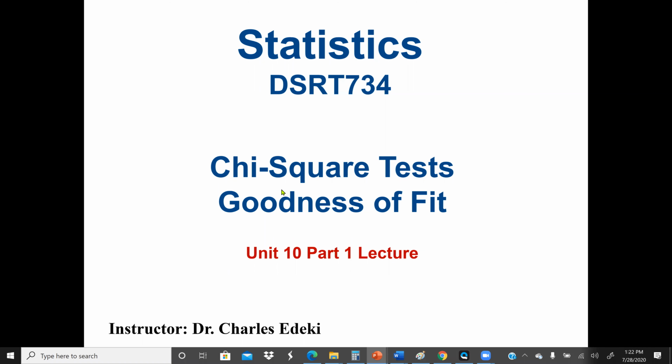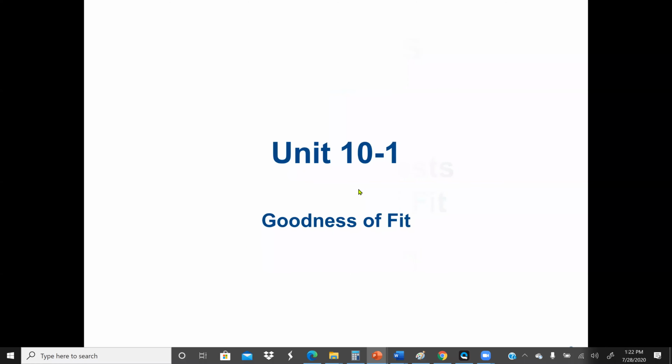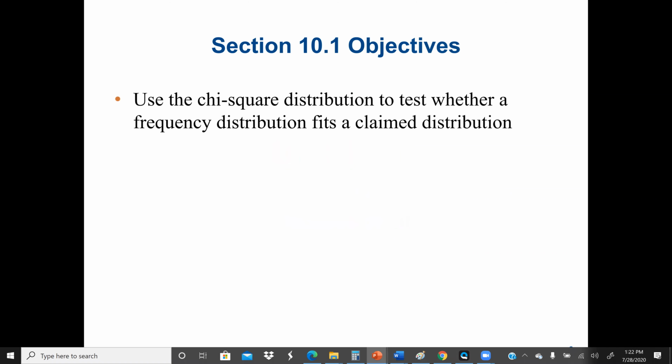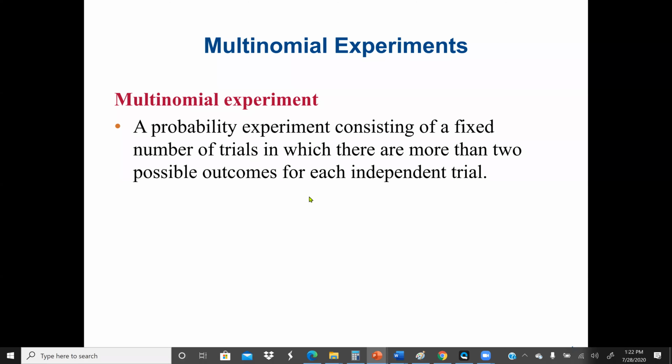In this lecture, we're going to cover the chi-square goodness of fit test. This is the Unit 10 lecture, and our main objective is to cover goodness of fit, which is using the chi-square distribution to test whether a frequency distribution fits a claimed distribution. In this case, we're going to use the chi-square distribution table, and we use chi-square most of the time when the data is categorical. So let's start with the lecture.